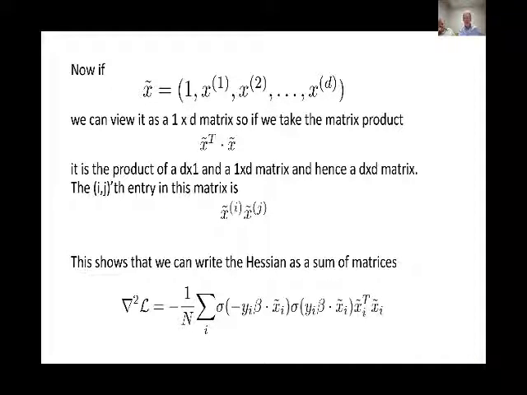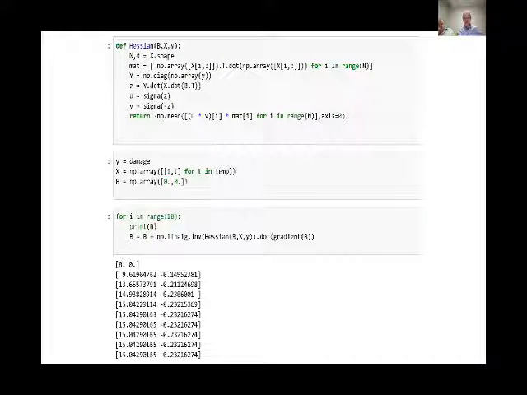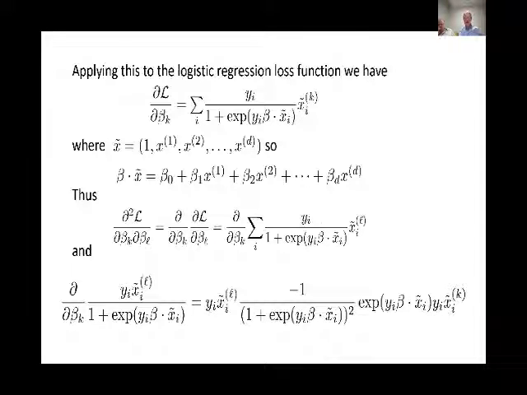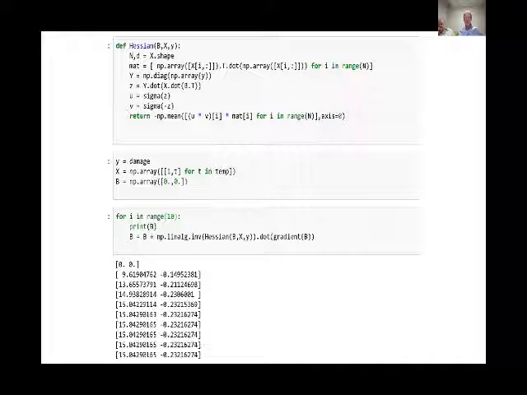So I computed, as I said, the Hessian for the logistic regression loss function, and you get a fairly nice formula. It's not so difficult to program. And in fact, the code file I gave you also has the code for how to compute the Hessian.